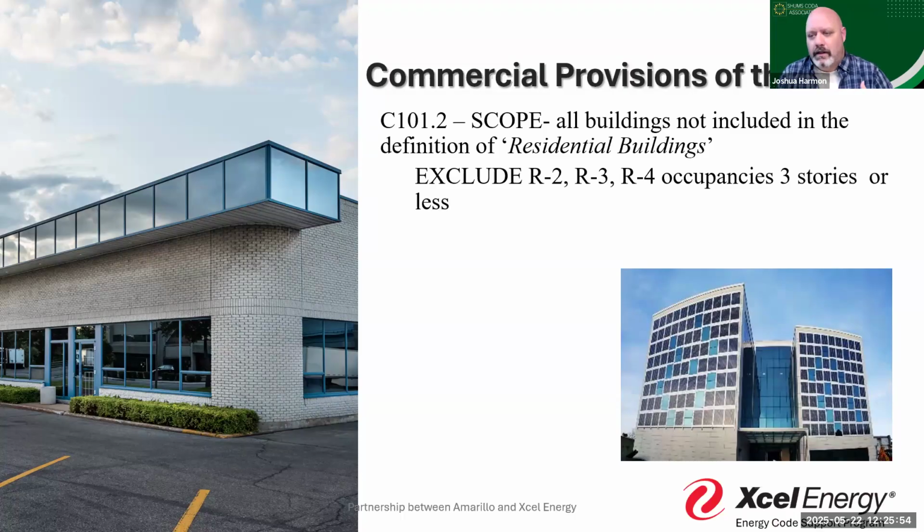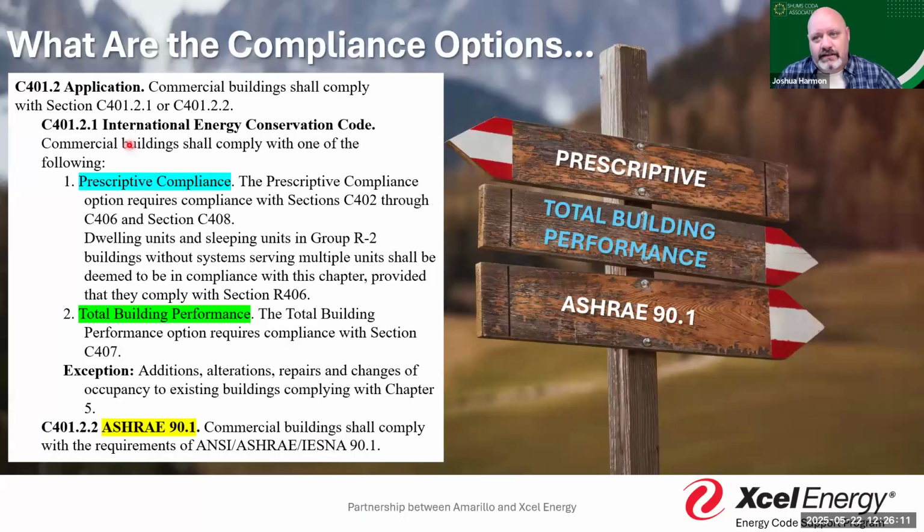And so when we start talking about those 3-story dormitories or motels, even though they're identified as residential by the energy code, they follow the commercial provisions, which means they'll follow the same concepts when it comes to compliance paths, right? A prescriptive path, a total building performance, right? Prescriptive, follow the tables. Right there you see dwelling units, sleeping units in an R2 shall be deemed to comply with section R406.